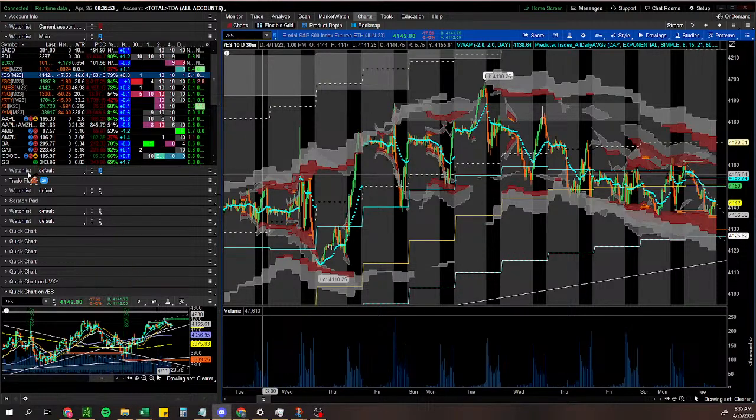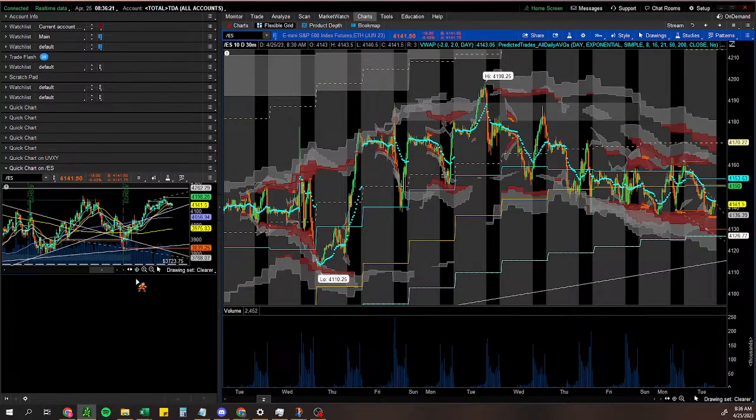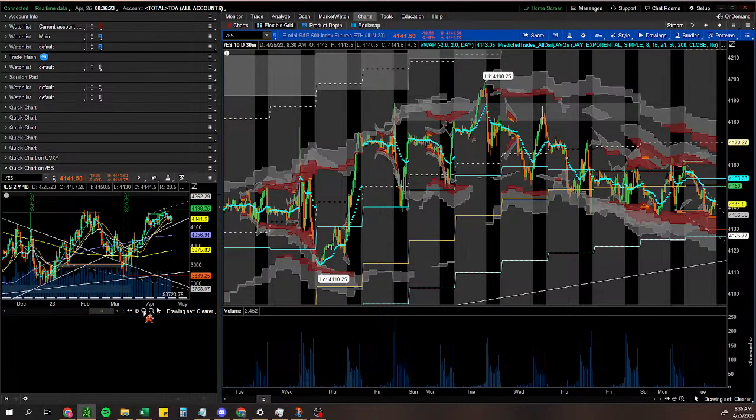We can collapse this first. Oh, don't start freezing on me. Well, while we wait on that for a second, the daily 21 is this white stair-stepping line. These look like stair steps because it's a custom tool that I made that plots the daily moving averages on any time frame below daily.